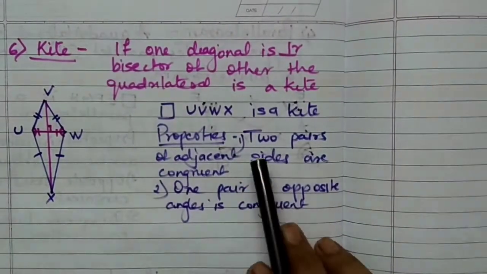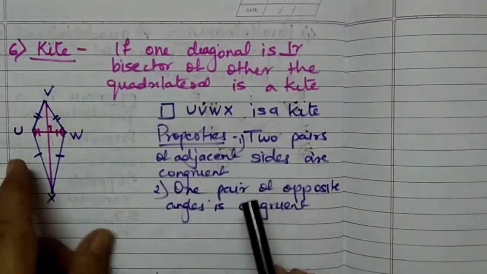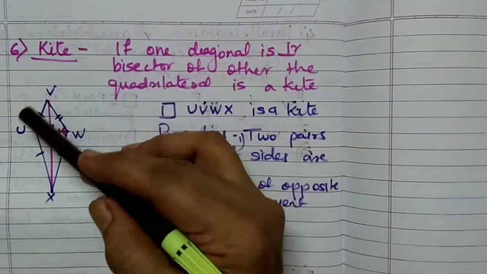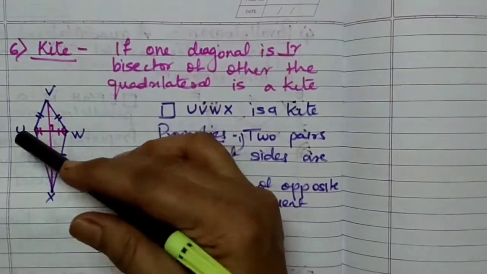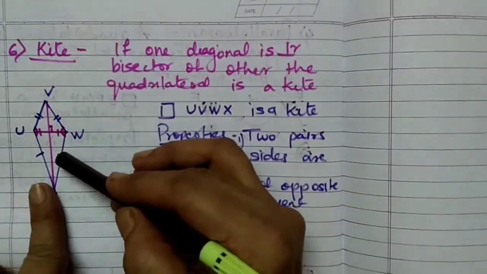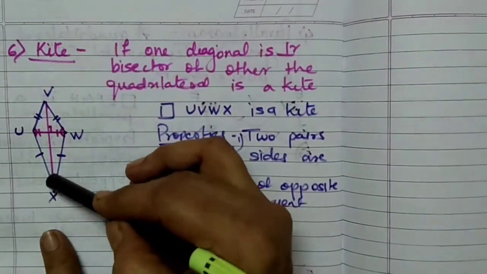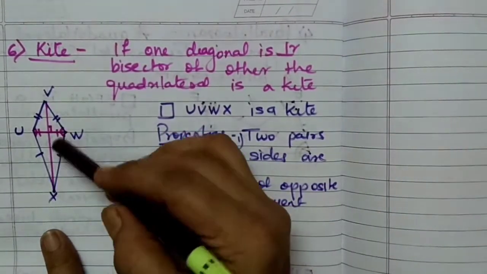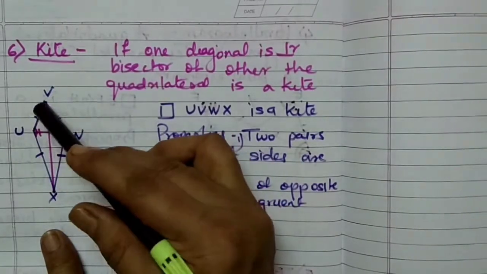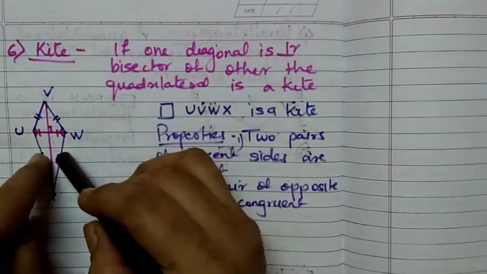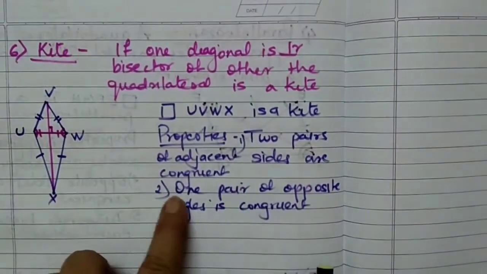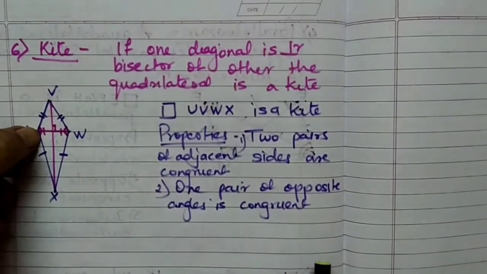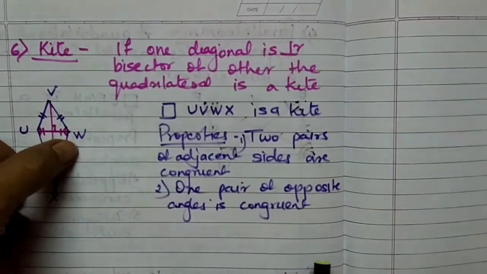Now properties of a kite: two pairs of adjacent sides are congruent. These are adjacent sides, these are adjacent sides, so they are congruent. So VU is congruent to VW, XU is congruent to XW. Adjacent sides, as I told you, have a common vertex. These are also adjacent sides, but what is given? Two pairs: this is one pair and this is the other pair, they are congruent. And one pair of opposite angles is congruent. So see here, angle U and angle W are congruent.